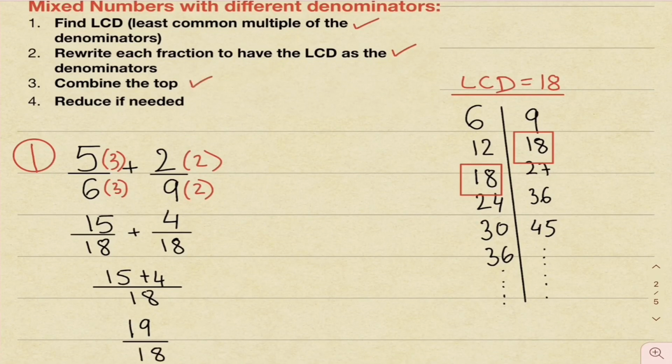Step 4 says reduce if needed. So we have 19 over 18. Can we reduce that? No, we can't, so we don't have to do step 4. So the answer is just 19 over 18. I'm going to go ahead and do another problem. Problem 2.